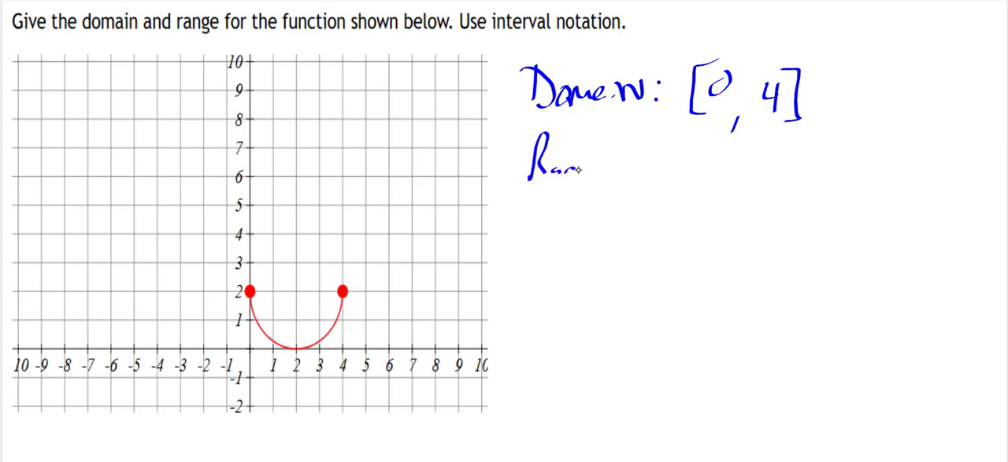Now, let's look at the range. Okay, how low does it go? So I'm looking up and down. It goes to 0, right? Now, is that an open dot or closed dot? Well, that is a closed dot. All the way up to who? Well, the highest point is 2, and that's a closed dot. So that is the range: [0, 4], [0, 2]. It's in interval notation. Like it says, it's always smallest comma largest, and it's either parentheses or bracket. Bracket includes, parentheses does not.